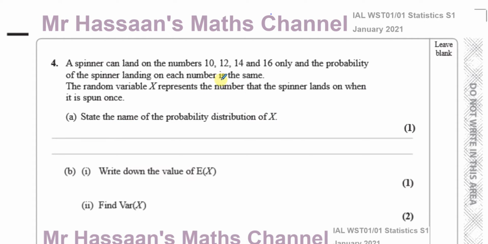Well, each of these will have the same probability because it's equally likely to land on each number. So each of them will have the probability of a quarter because there's 4 of them. This is called a discrete uniform distribution. Discrete because it's discrete numbers. Uniform because they're all the same. So a discrete uniform distribution. That's the name of this probability distribution.